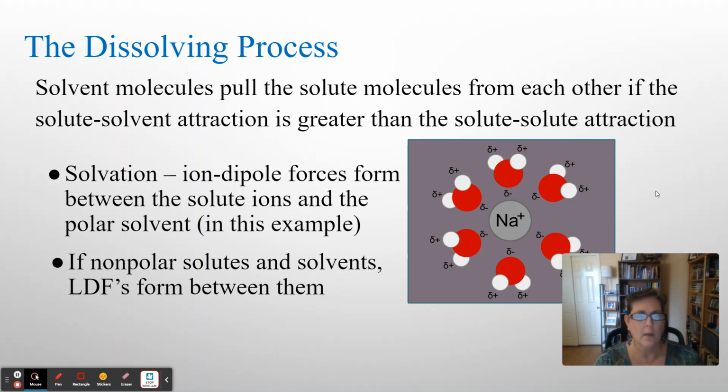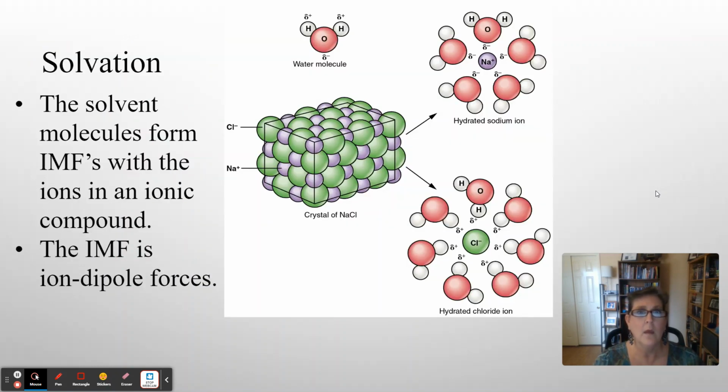So we have these interactions that form between the ions and the water molecules when we put an ionic solid in an aqueous solution. If we have nonpolar solutes and solvents, then London dispersion forces form between them. So again, here's a picture of solid NaCl. We have the Na+, Cl-, Na+, Cl- ions repeated in that crystal structure there.